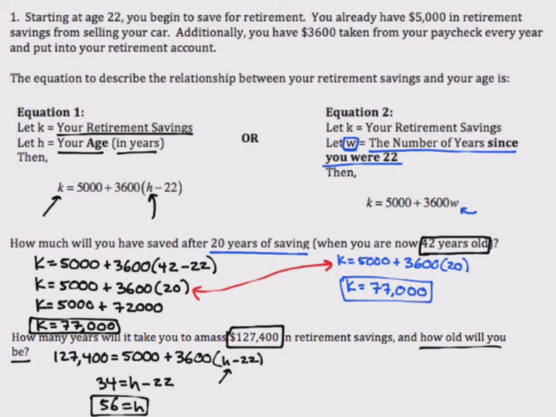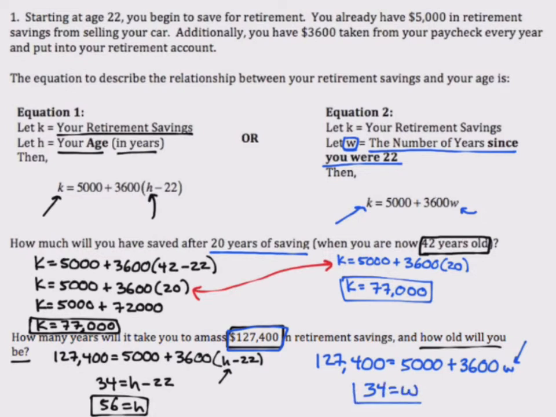So, if we look at our second equation and we substitute that same number in for our savings right here, we end up with 127,400 equals 5,000 plus 3,600 times W. And this W represents how many years you've been saving, or how long it's been since you were 22 years old. And when you solve this equation, you find 34 equals W. And note that this doesn't mean that your age is 34. This means it's 34 years since you started saving at 22 years old. So of course, that means you'll be 56. We end up with the exact same answer.